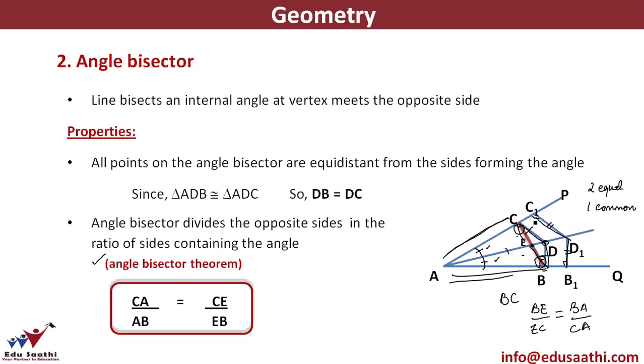So what you have is CA over AB is equal to CE over AB. The angle bisector theorem says the angle bisector divides the opposite side in the ratio of the sides containing the angle. Let's take an example. This is what we have, and this is the angle bisector of this angle that we have. Let me take this side as K and this side as 2K. So this side will also be divided in the ratio 1 is to 2.